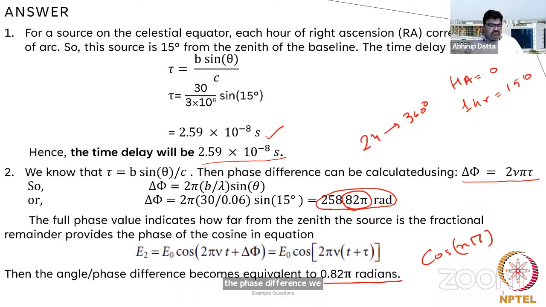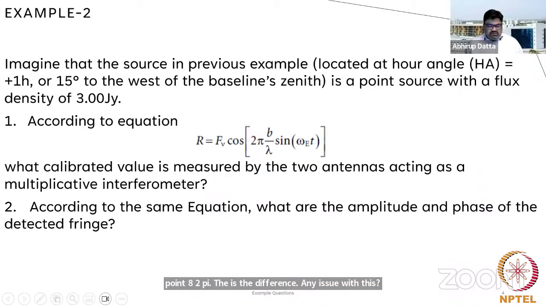Okay, this 258 pi is the same, so 0.82 pi radians is the difference. Any issue with this? Hearing none, we go to the next one.